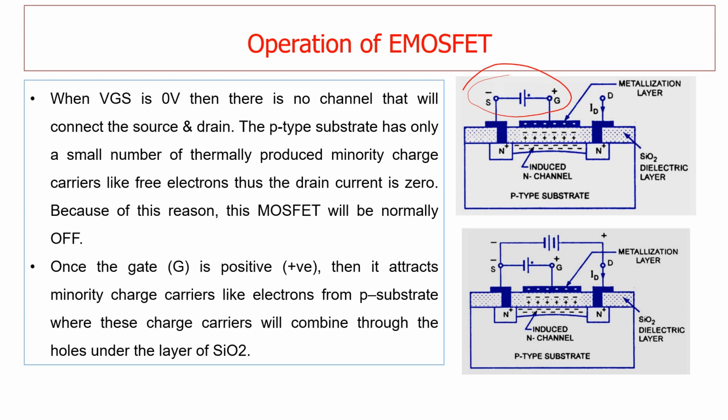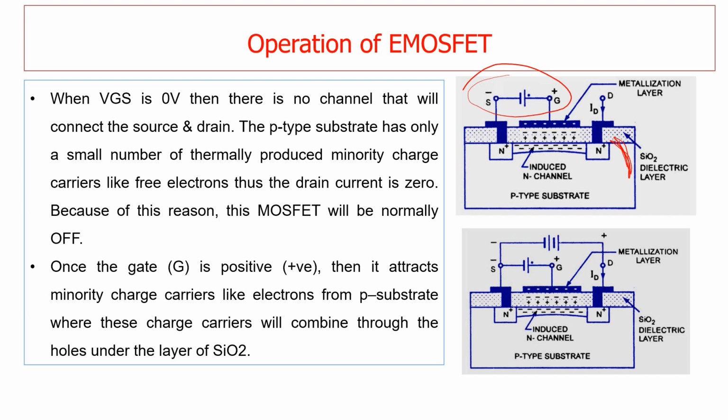But now you apply a positive gate voltage. Then it attracts the minority charge carriers, like electrons, from the P-type substrate, where these charge carriers combine with the holes under the layer of silicon dioxide. So the electrons combine with the holes near the silicon dioxide. This is the plus and minus shown here.